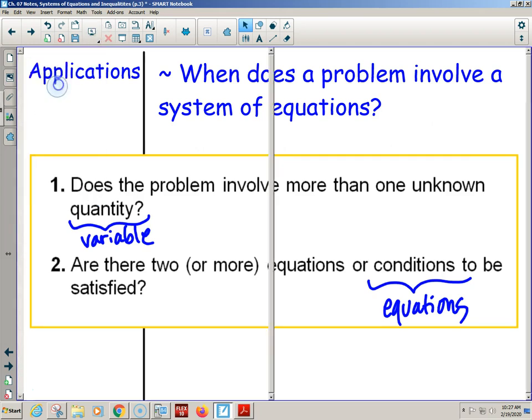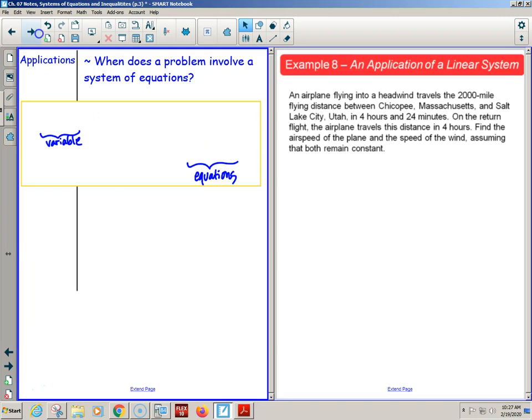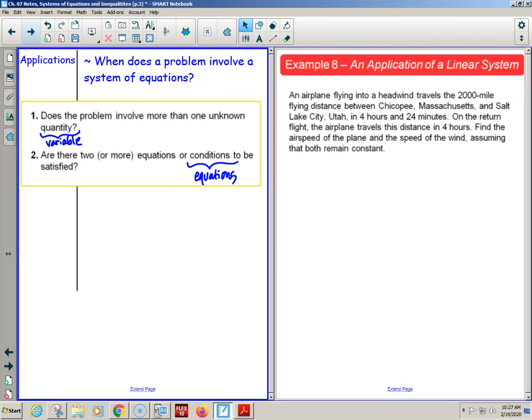So if I dual page it, let me zoom out a little bit and make this back if you want it. An airplane flying into a headwind travels the 2,000 mile distance between Chicopee, Massachusetts and Salt Lake City, Utah in 4 hours and 24 minutes. On the return flight, it travels, let's just pretend, the exact same distance in 4 hours. Let's assume the wind has not changed. Find the airspeed of the plane and the speed of the wind, assuming that both remain constant.